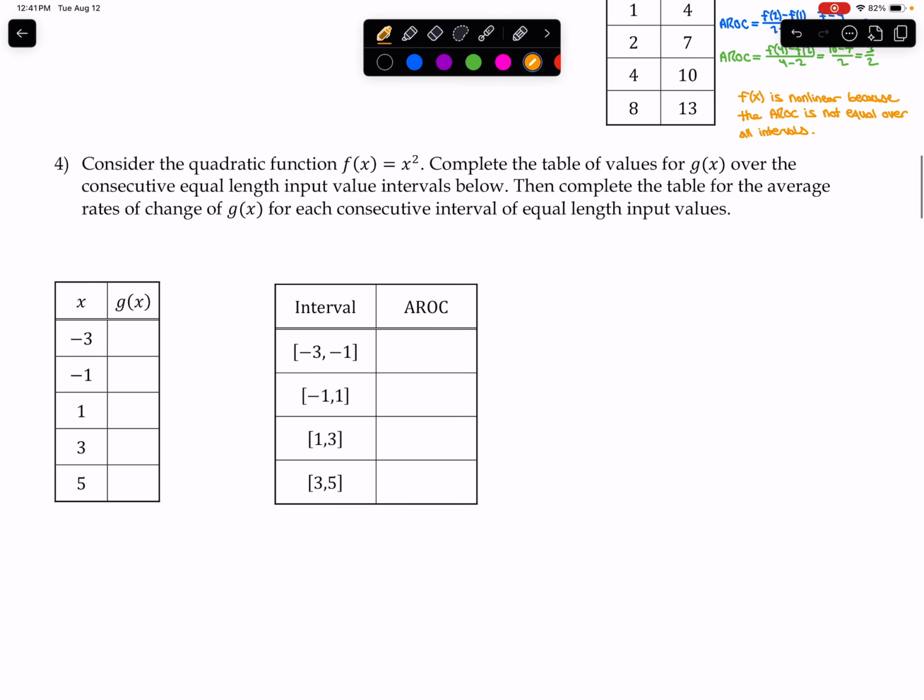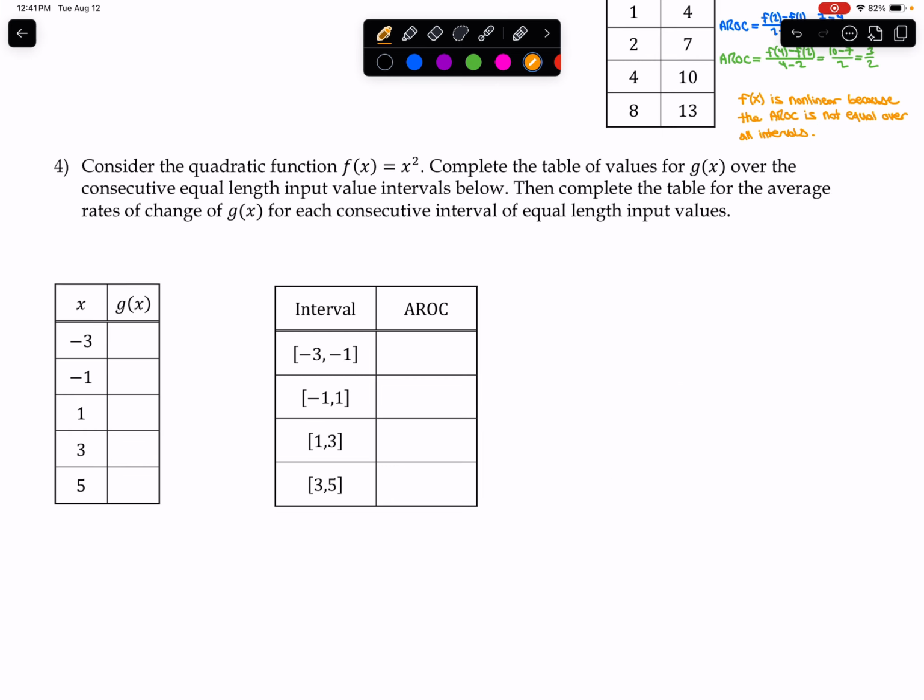All right, moving on. So now number 4, you're going to consider the quadratic function f of x equals x squared. And we're going to complete the table of values for g of x over the consecutive equal length input values, or intervals, below. Then we're going to complete the table for the average rates of change of g of x for each consecutive interval of equal length input values.